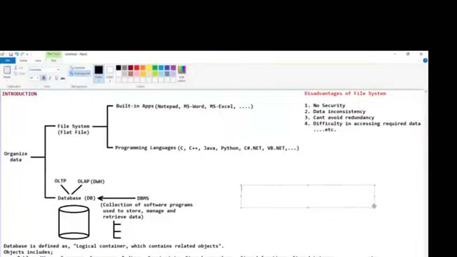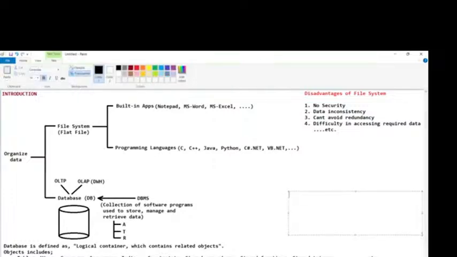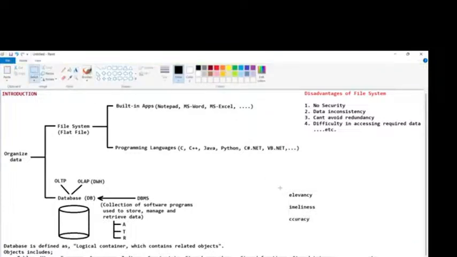What are those three factors? Yeah, one is called ATR. Three factors. How do you describe? Yeah, we talk about relevancy, timeliness, accuracy. Yes, you just attach these words to those alphabets.